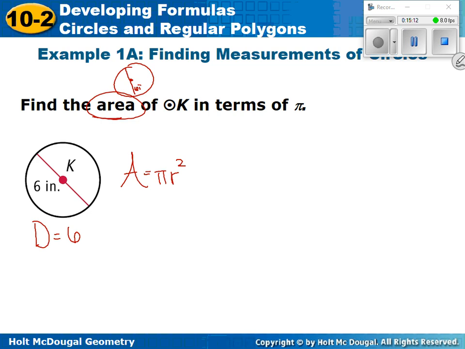Divide by 2, because remember, the diameter is equal to 2 radii. So we're saying that 2 radii are equal to 6. So we divide by 2, and r is equal to 3. Plug that into your formula.